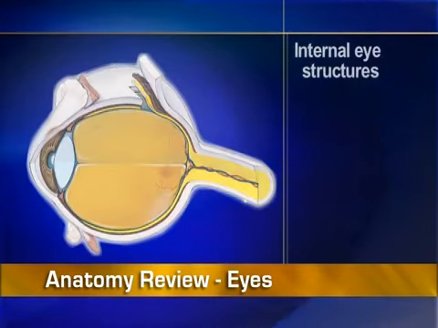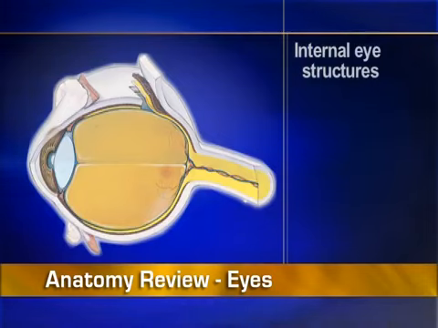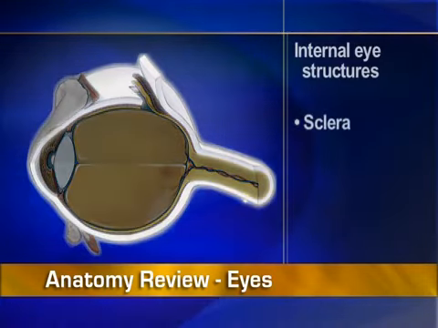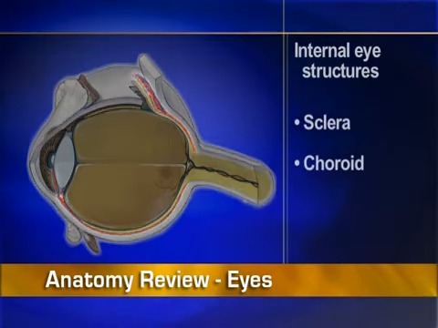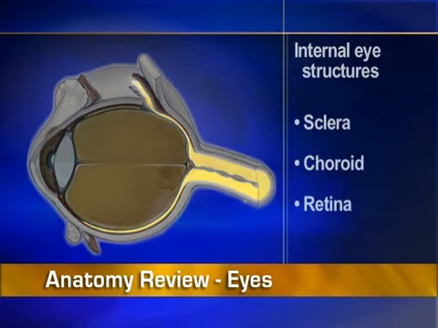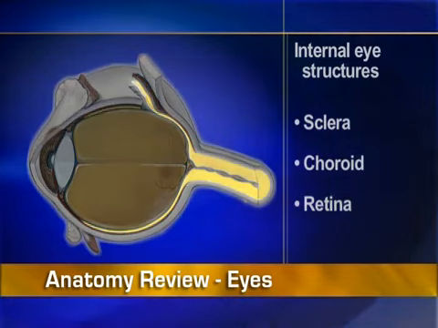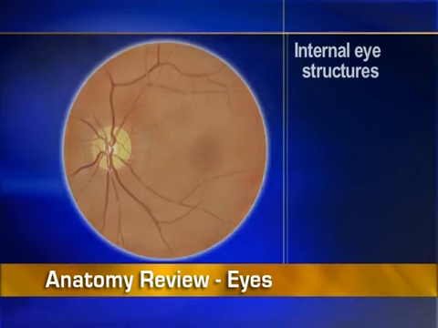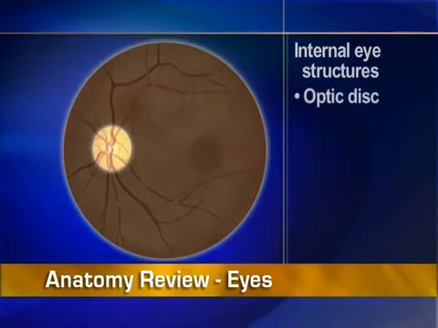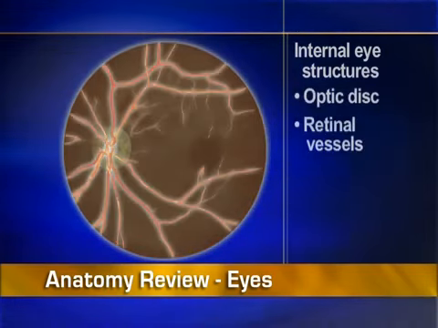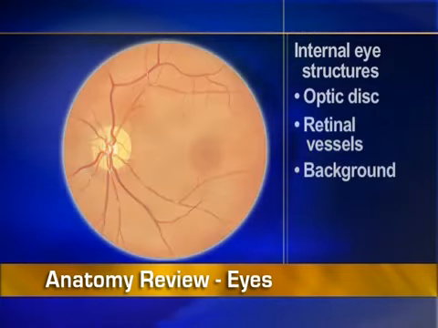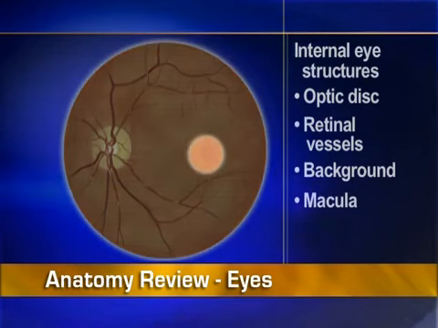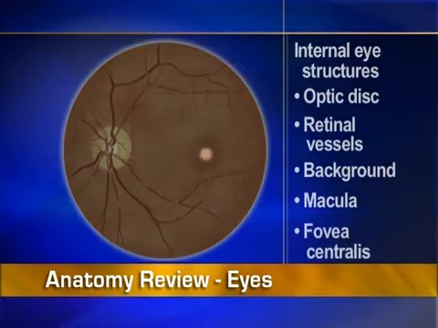Also consider the internal eye, which has three layers: the outer fibrous sclera, the vascular choroid, and the vision-receptive retina. The internal eye also has an optic disc with a physiologic cup, retinal vessels, a general background, and a macula, which includes the fovea centralis, the area of sharpest vision.